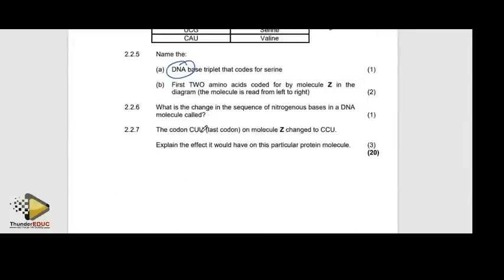Now, we are saying CUA, we are saying codon, so we have to change it into anticodons. So this is going to be GAA, and then this one is going to be GGA. If this codes for the same amino acid as this, there will be no change in the protein.